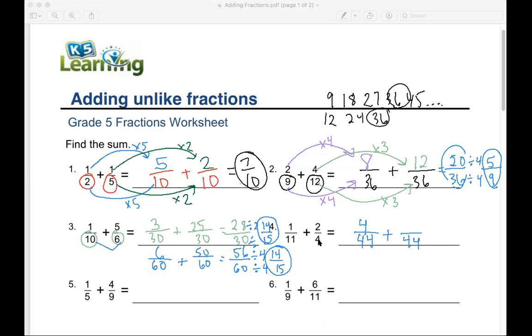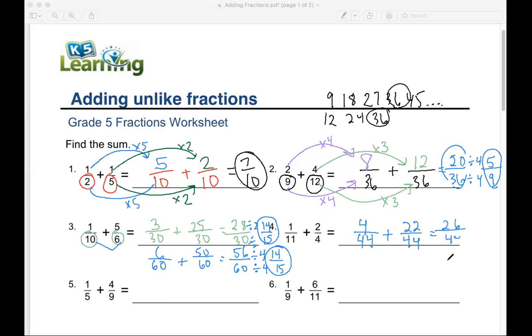What factor do I need to put on this fraction to change 4s to 44ths? What factor would make that happen? 11. That's right, 11. So what would 2 times 11 be? 22. Yep. So now I can add them up. 4 and 22 together make 26.